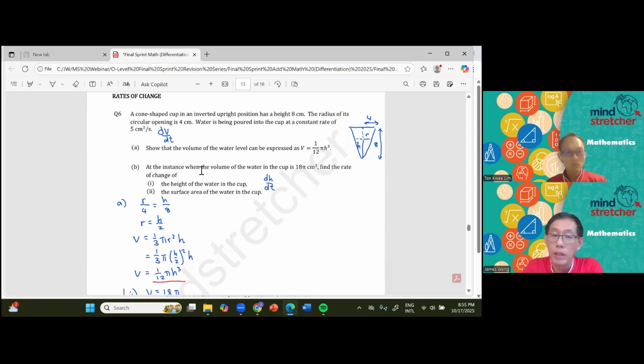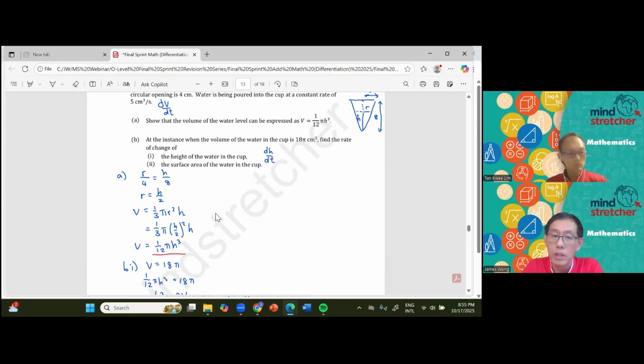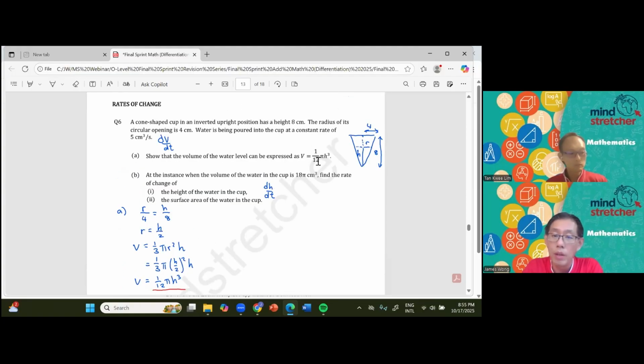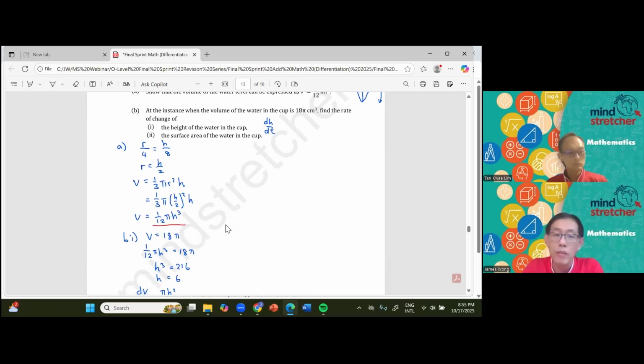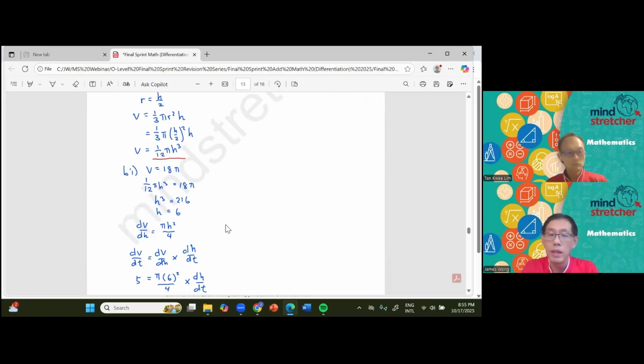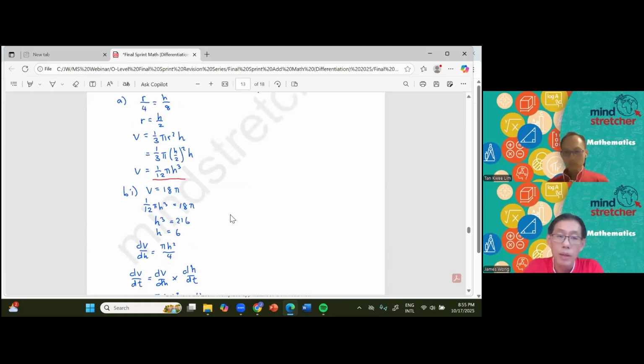So I need to know at the instant when it's 18 pi the corresponding value for H, because all my variables are in terms of H. That's the reason I want to know the H value when my volume is 18 pi. I'm explaining this so that every one of you understands exactly each of the steps, and why we are doing that calculation. For a certain reason and purpose. So that's how we do part B part 1.